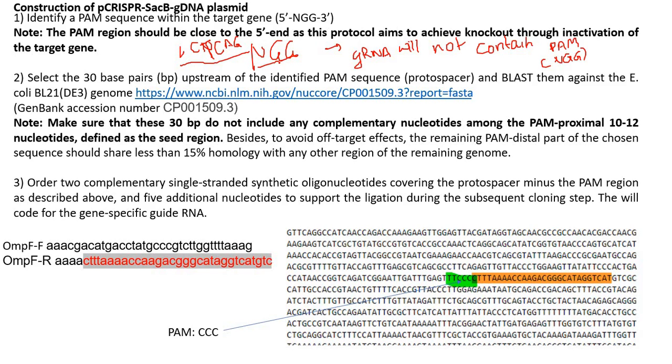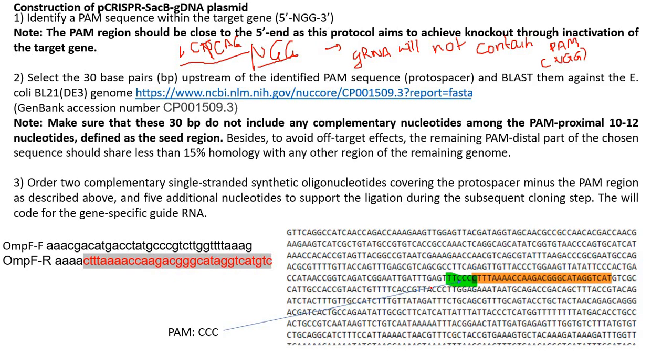Now what you have to do, we'll go directly to this example, which I have taken from this website. We are blasting the gene against the E. coli BL21 DE3 genome. You can click here and get it, or you can go to NCBI and type the accession number CP001509.3 and you will get the whole page with the sequence. Here I am showing a portion of the sequence.